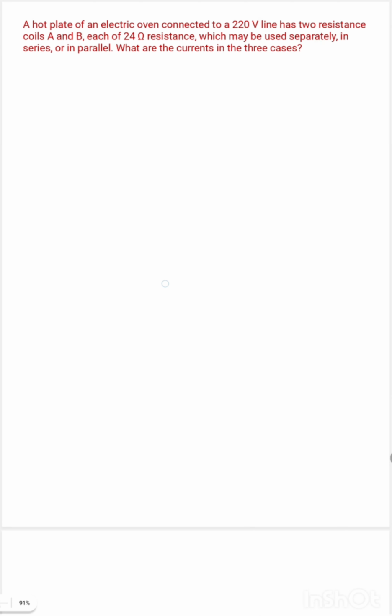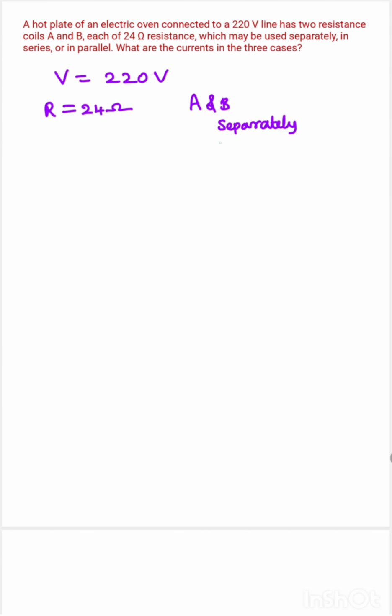So first, the voltage given is V equal to 220 volt, and two resistors have the resistance of value 24 ohm. So this A and B resistor can be used separately, in series and in parallel. So let's take the first case, separately.